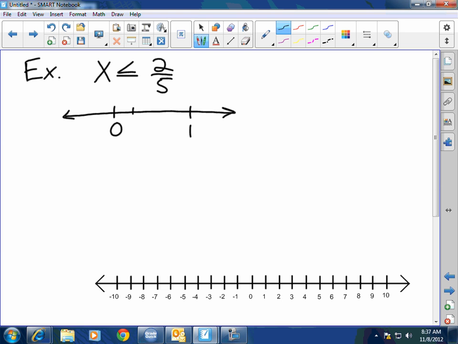So make your life easy. 1/5, 2/5. Boom. I got to see that. Now, is this going to be an open or closed circle? Closed circle because it's less than or equal to. Am I going to go to the left or to the right? To the left because it's a less than or equal to. Does that make sense, my brothers? You promise? Awesome. Okay. How would you do this?